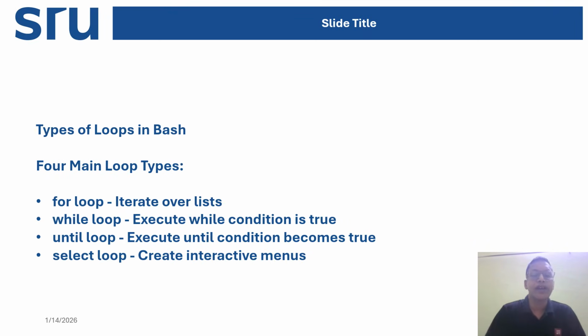What are the types of loops in Bash scripting? The main loops are the for loop, while loop, until loop, and select loop. The for loop is for iterating over a list. The while loop executes while the condition is true. The until loop executes until the condition becomes true. And select creates an interactive menu. So these are the purposes of the different control loops in Bash shell scripting.